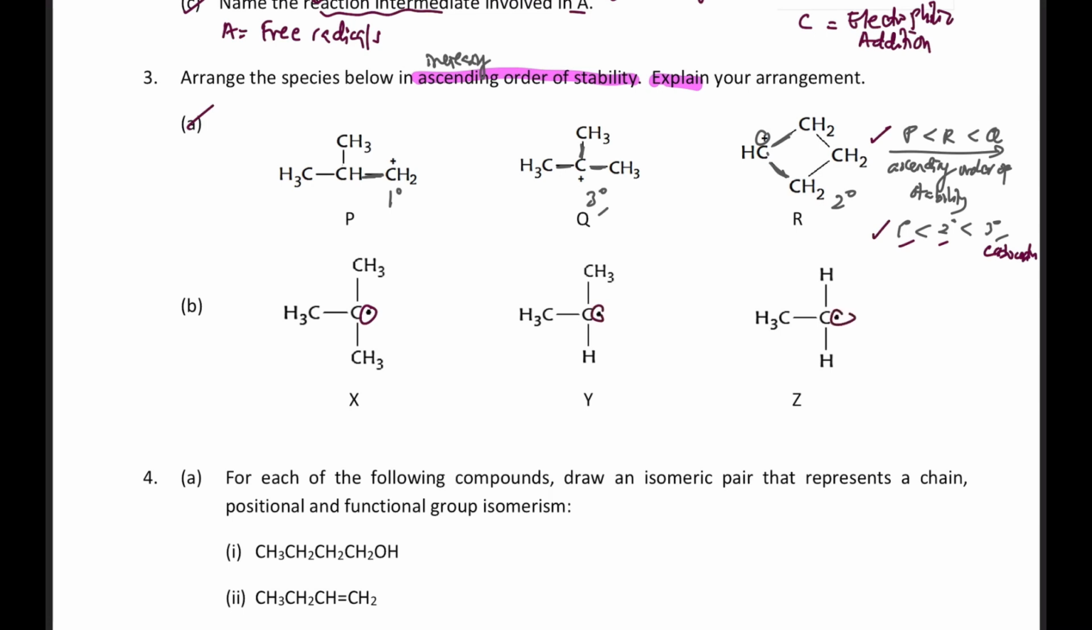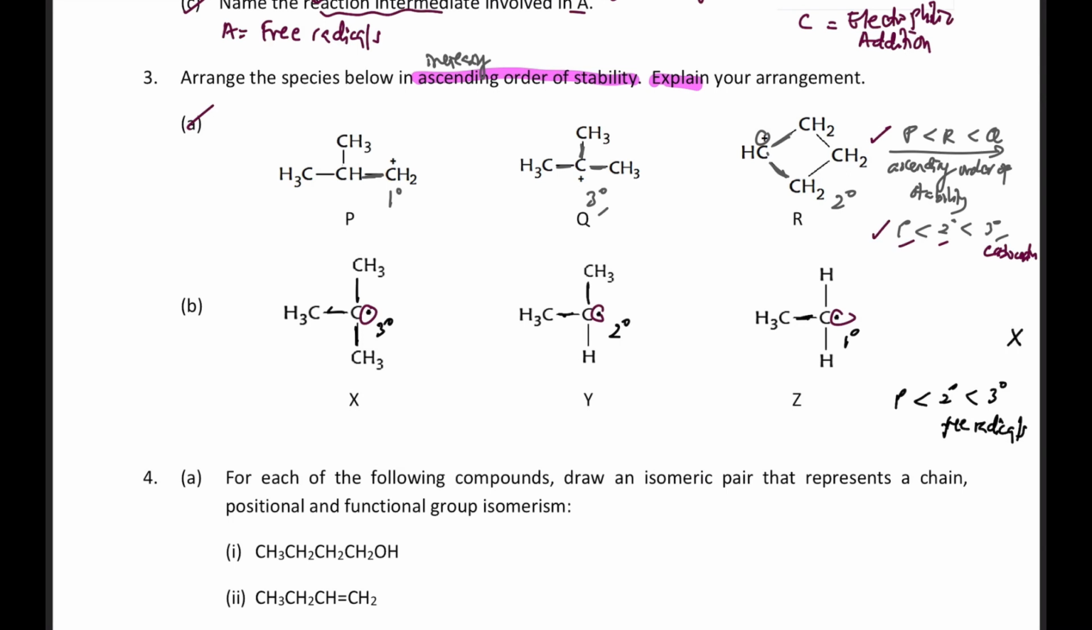For B, B melibatkan free radicals. Now first kita kena classify dulu. So if we classify here, X ada 3 bond, so this is tertiary. And Y is secondary, and Z is primary. Sama je dia punya trend. So tertiary paling stable, then secondary, then primary free radicals.